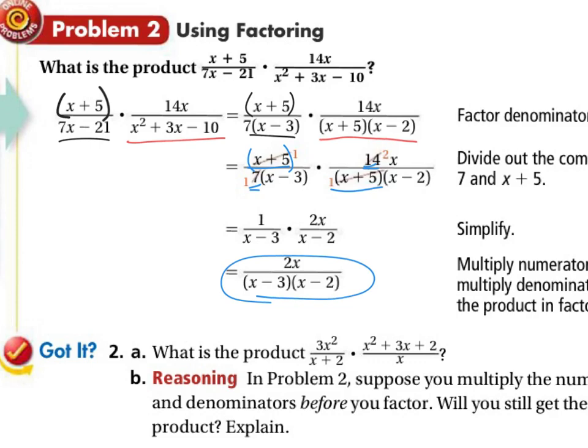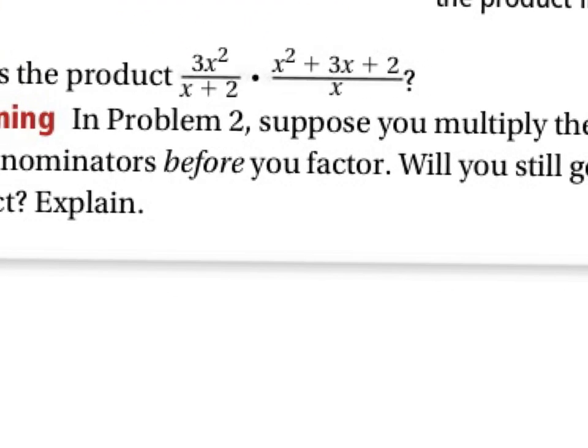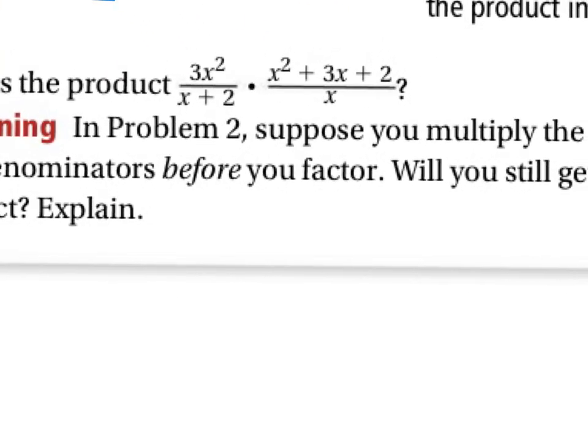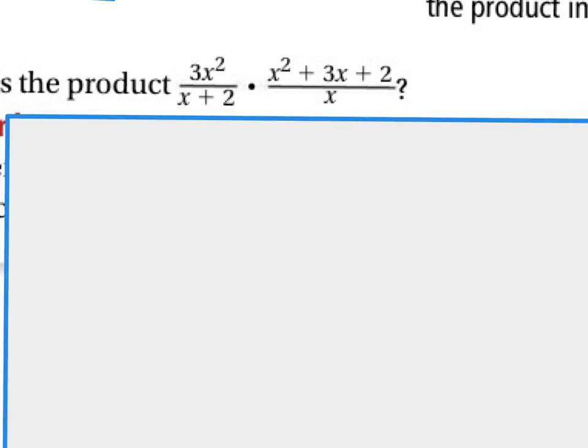So if you look at the Got It 2a, they're wanting us to figure out this product. So again, I would start by putting that binomial in parentheses. If you want to put the trinomial in parentheses, you can. Basically, just make sure you don't cancel any of those things out.